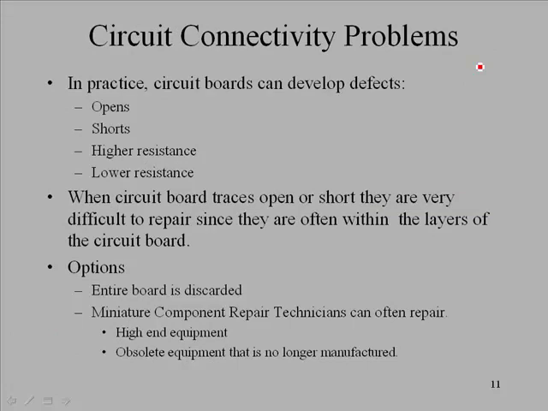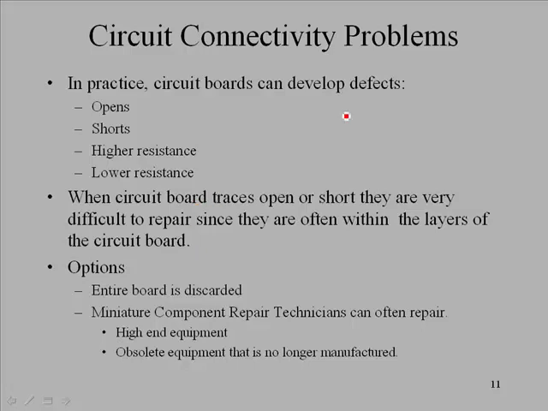Okay, circuit connectivity problems. In practice, circuit boards can develop defects, and these can take the form of opens, shorts, higher resistances, lower resistances, and these are the faults that we've previously discussed. When circuit board traces open or short, they are very difficult to repair since they are often within the layers of the circuit board.